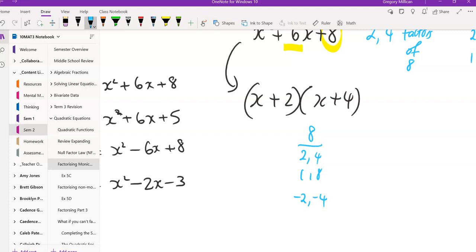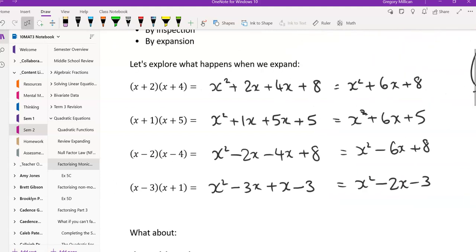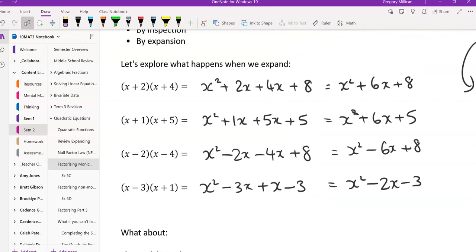Very good. Very good. Negative 4 and negative 2. Is negative 4 times negative 2 positive 8? Yes, it is. And if I add negative 4 and negative 2, what do I get? Negative 6. And if you look in the answers, the factors, x negative 2, x negative 4. Mind blown.